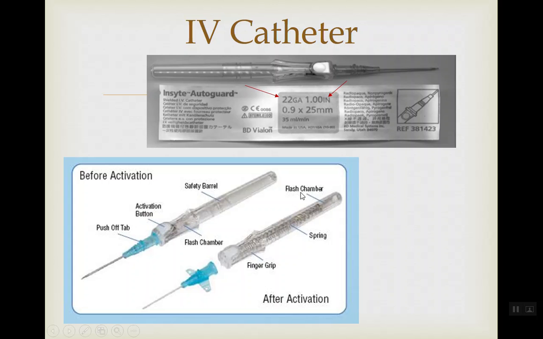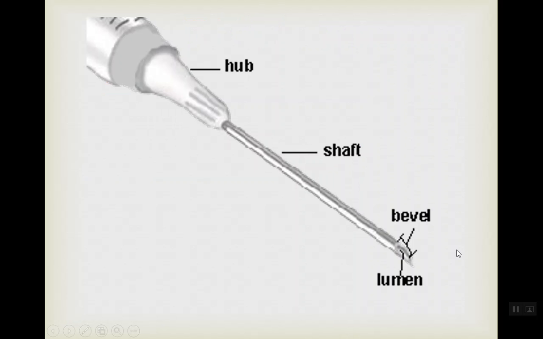What else is on here? This is just a different kind of needle on this side. This is after the activation. The needle's back here. Here's the catheter off. Just a little bit more close up. Here's the bevel of the needle. You always want to stick the patient with what? Bevel up. Always bevel up. Shaft of the needle. Here's the hub. The size of the lumen, which is the opening, tells you what the gauge of your needle is.